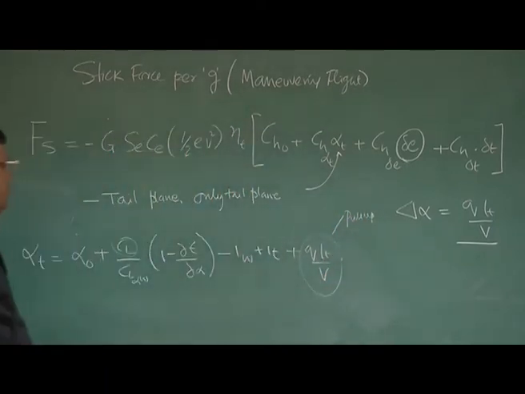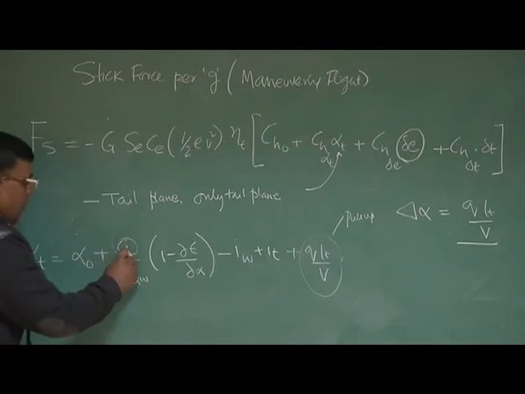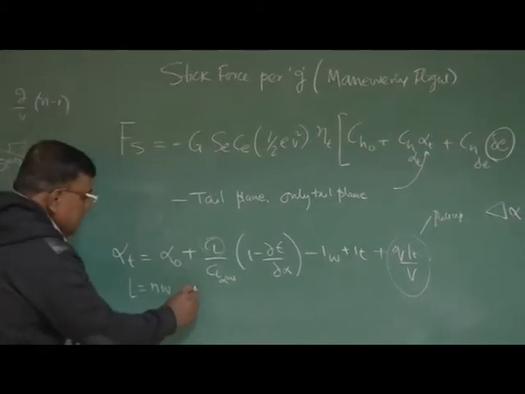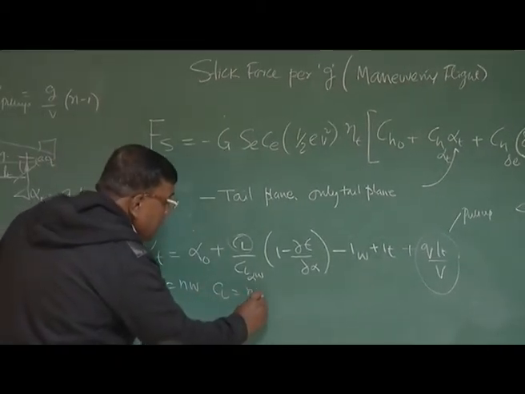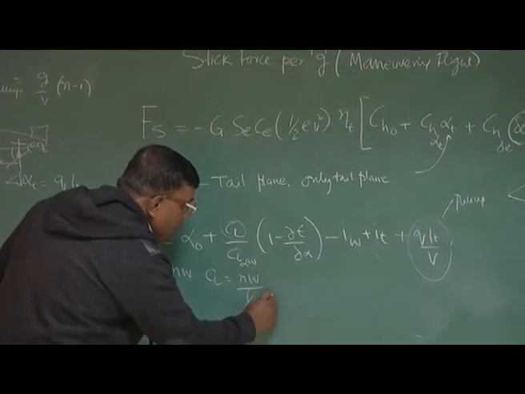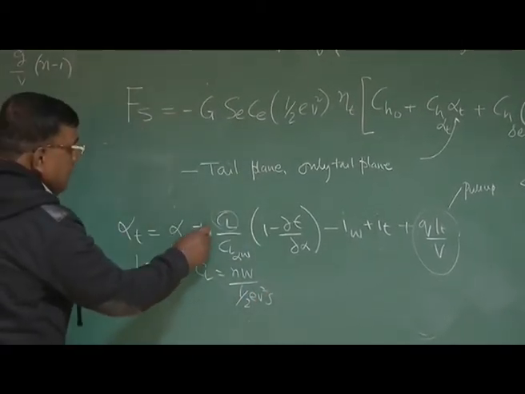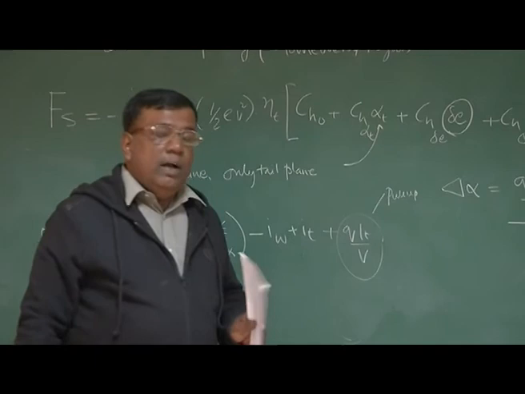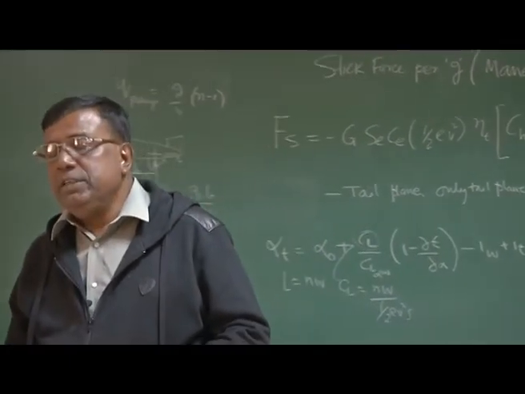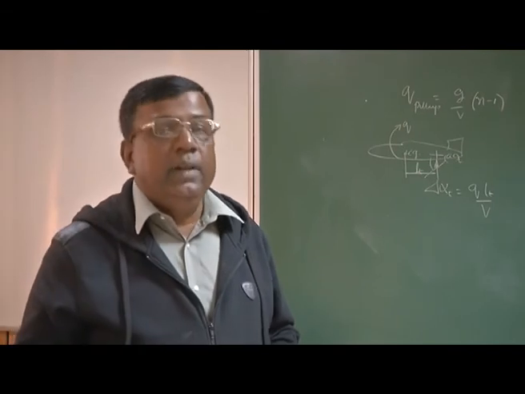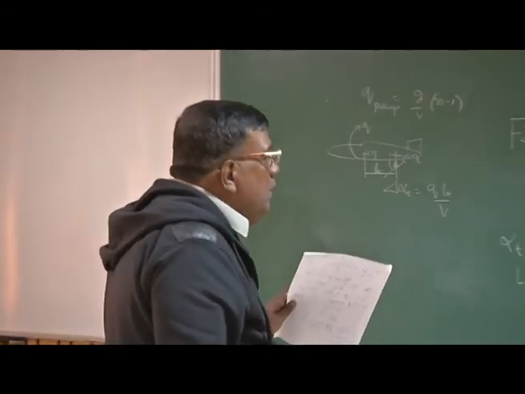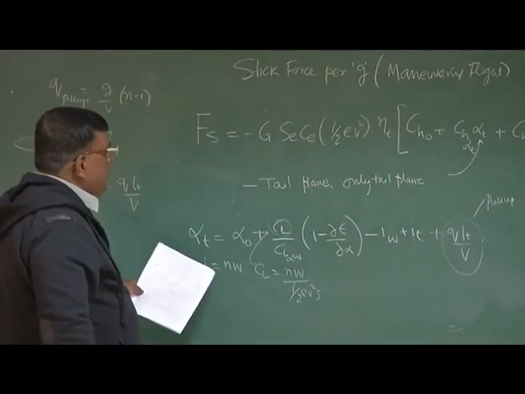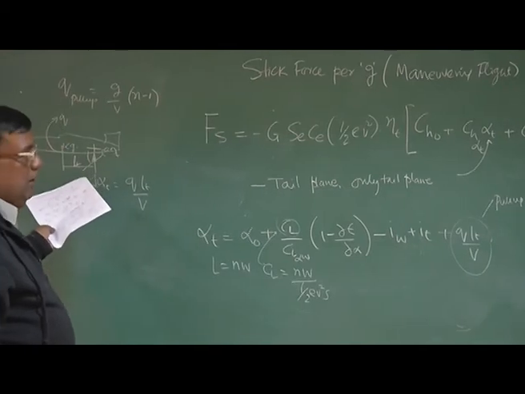What more? See, here it is CL. What will be CL now for the maneuver? You know, L equal to nW. So CL will be equal to nW by half rho V square S. So these changes will come in alpha tail. Notice that we have not multiplied by 1.1. The 1.1 multiplication was required for the delta E expression because some damping was coming from the fuselage also. But here we are only talking about the change in angle of attack at the tail. The delta E expression we have already understood.